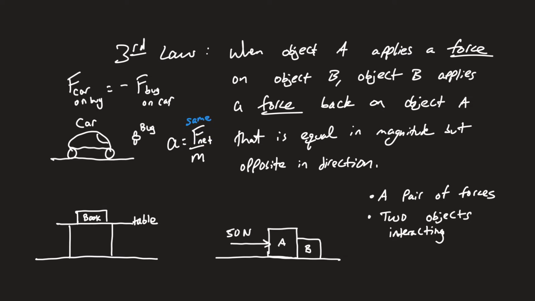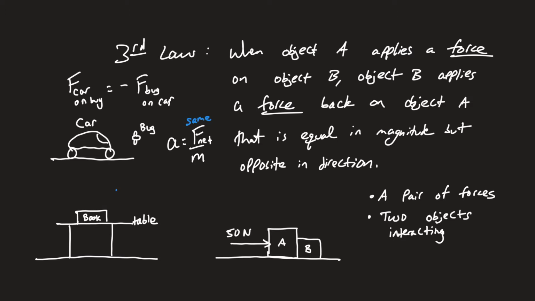All right, so that was that major idea that we saw with the third law. A couple other examples. If you have a book on a table, then what is the third law pair, or what are the two objects interacting? What are the pair forces? Don't overcomplicate it. You're just looking at the two objects, and once you identified physically the two objects, you're done.